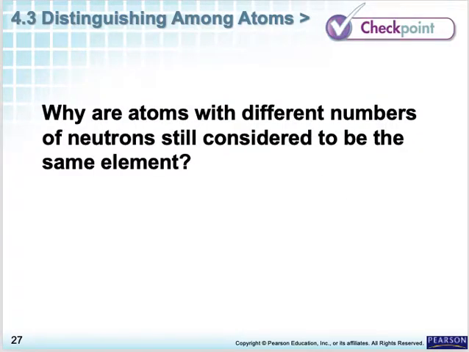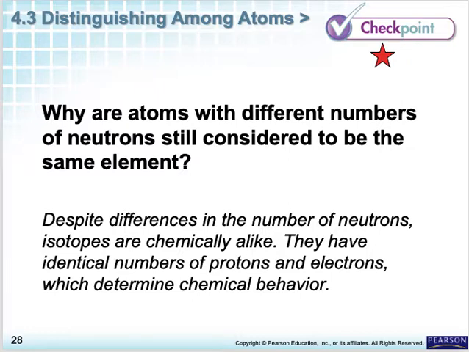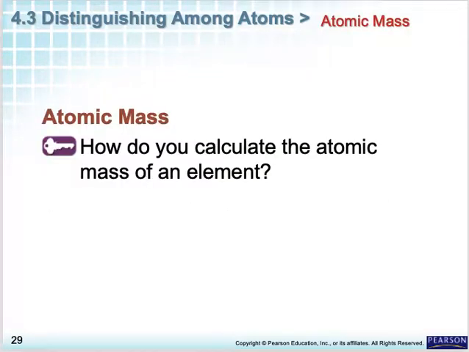Why are atoms with different numbers of neutrons still considered to be the same element? Well, the identity of the element comes not from the number of neutrons, but from the number of protons. And the reactivity of an element would be based on its electrons. So we're going to stop here so that we can start with average atomic mass. Talk to you in a bit.